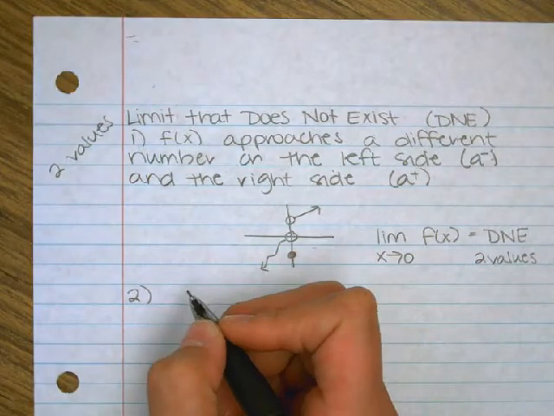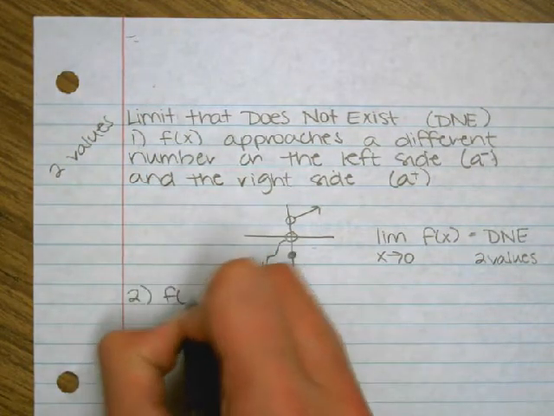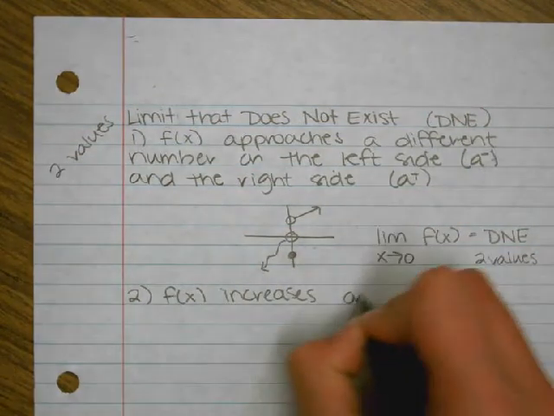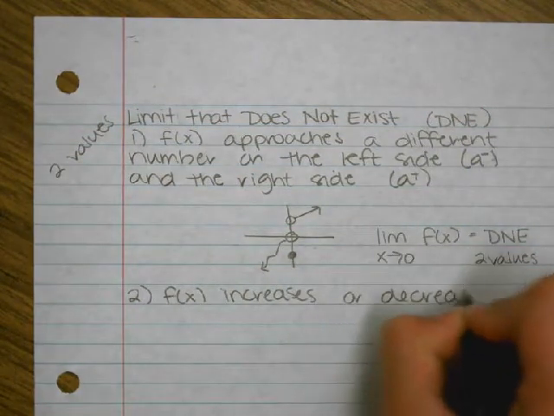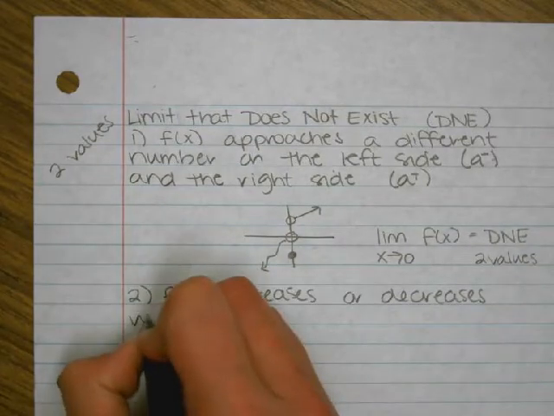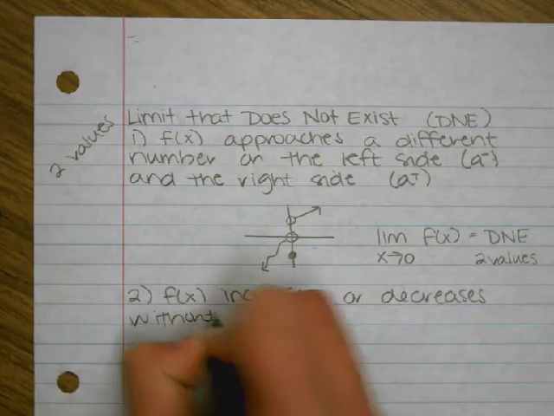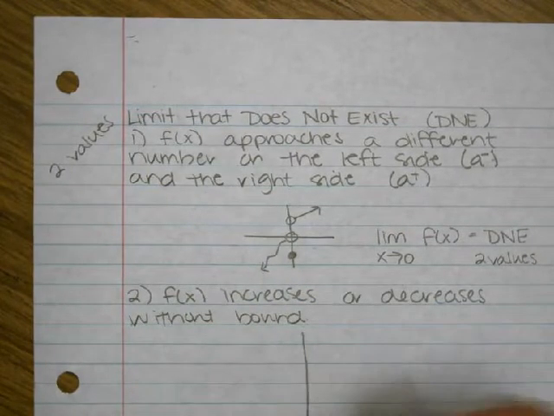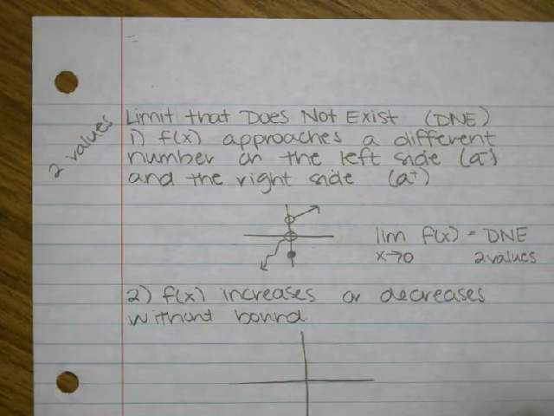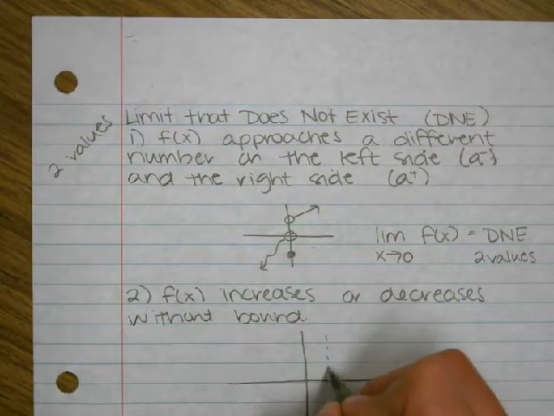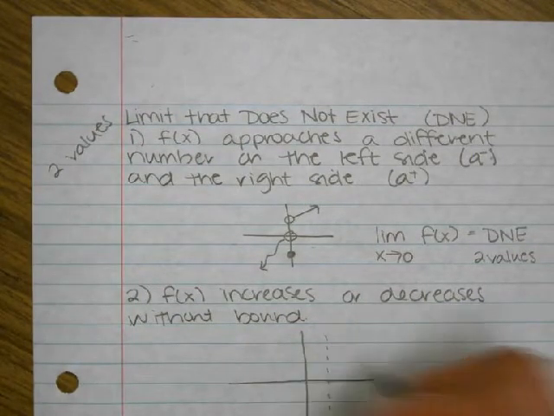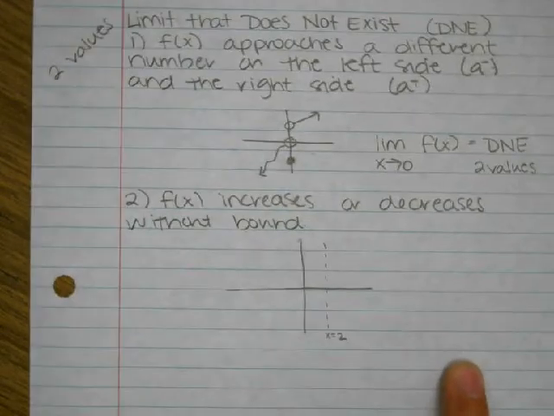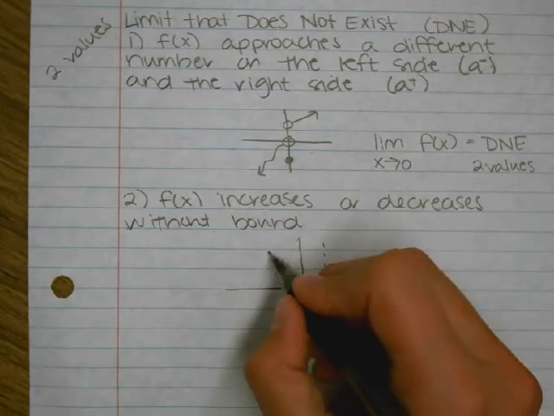Alright, another case is when f of x increases or decreases without bound. So we're going to draw an example here as well. And let's say we have a graph that has a vertical asymptote. I'm going to go ahead and label that as the line x equals 2. So we have a vertical asymptote at 2. And let's say the graph goes like this.